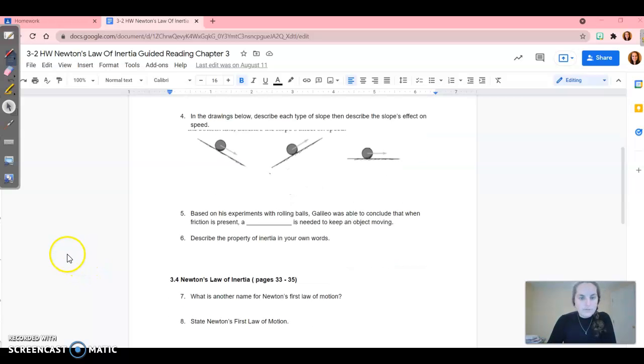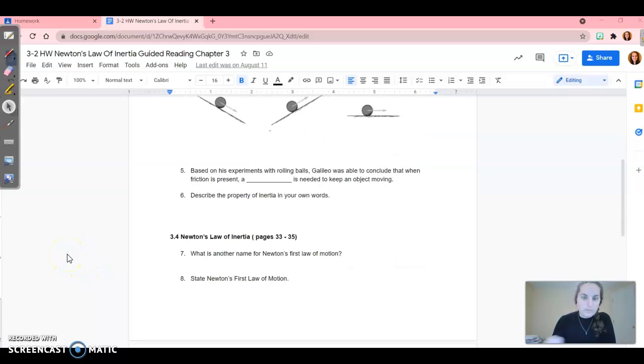So number 5, based on his experiments with rolling balls, Galileo was able to conclude that when friction is present, a force is needed to keep an object moving. So only when friction is present is a force needed in order to keep that object moving. If there are no frictional forces present, then that object is just going to continue on moving indefinitely.